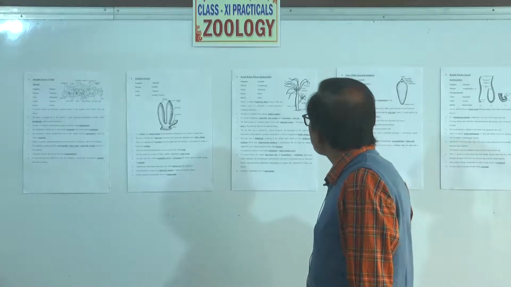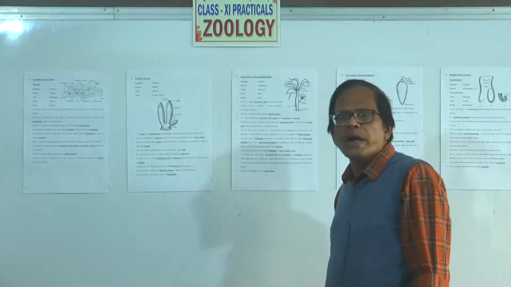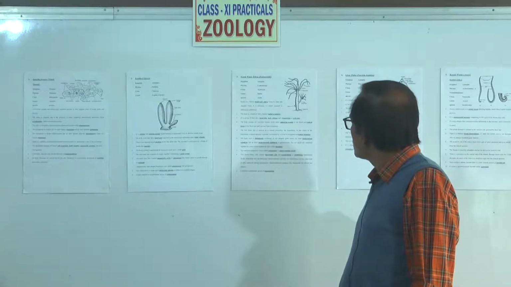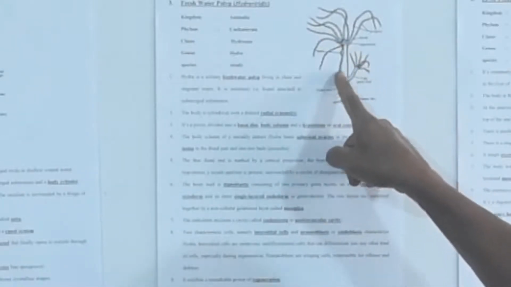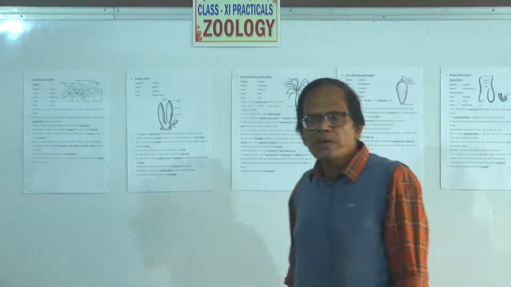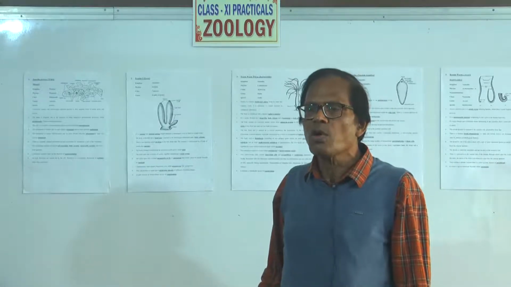Next character. The polyp is divided into a basal disc, body column, and hypostome or oral cone. This is the basal disc. This is the main part of the body, that is the body column, and a conical projection is present at the free distal end. Look at my fingertip. This is the free distal end. This is the attached proximal end. So here will be a conical projection, the hypostome, at the free end. And at the top of the hypostome there will be an aperture called the mouth.